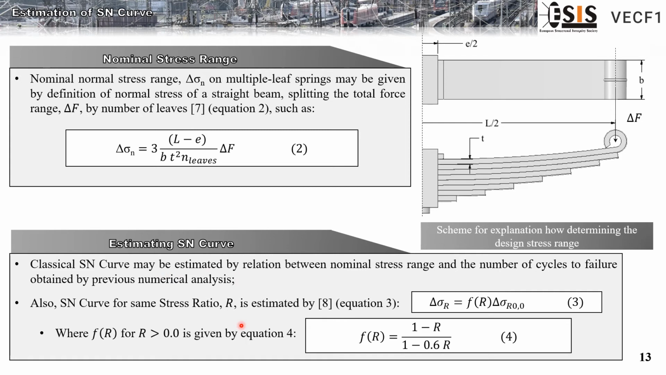Then we need to calculate the nominal normal stress range for the same stress ratio. For that, we can use this equation 3, where the function f is given by equation 4 for stress ratio greater than 0.0.